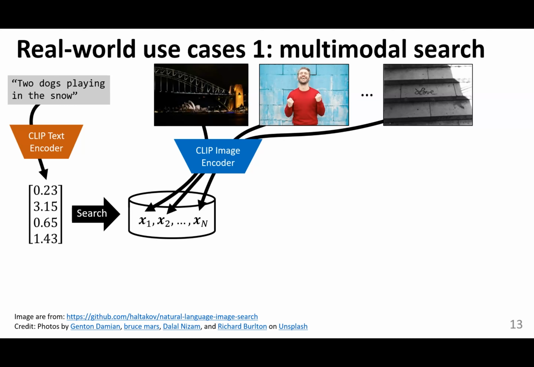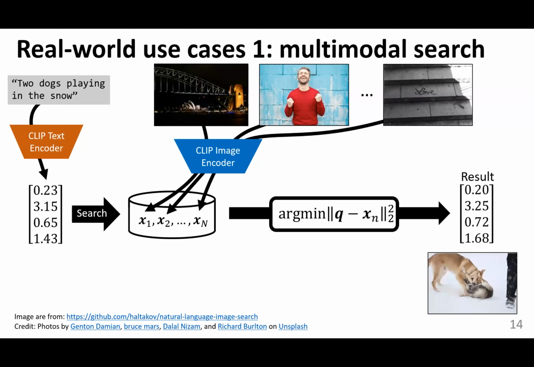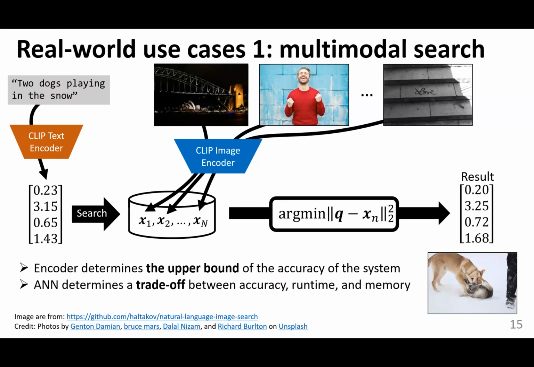Then we can run search here, and in this case we get this result. This is obviously a similar image, since the text describes this one, right? So this is very basic multimodal search. In this case, the encoder determines the upper bound of the accuracy of the system. It's very simple: if we use a much better encoder, we can get a better result. But this search part determines the trade-off of the system: accuracy, runtime, memory. This is the thing.